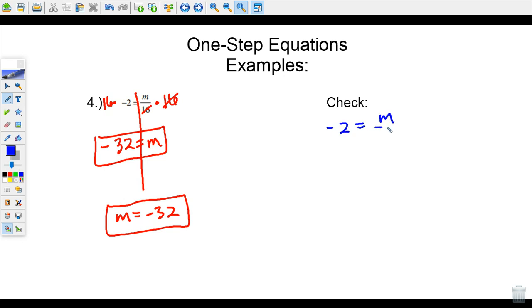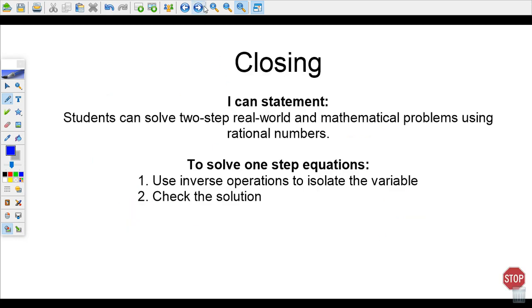Copy the original. Instead of m over 16, we're going to change that and use our solution in place of m, negative 32 over 16. Drop the negative 2 down. We have a negative divided by a positive, so that's going to be negative. 32 divided by 16 is 2, so negative 2 equals negative 2. It shows equality, so our solution of m equals negative 32 is correct.